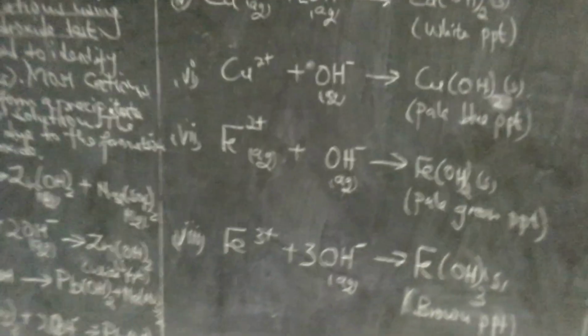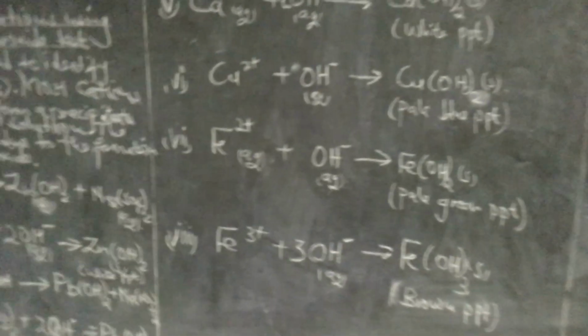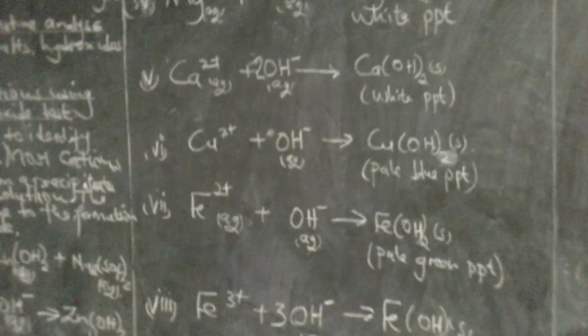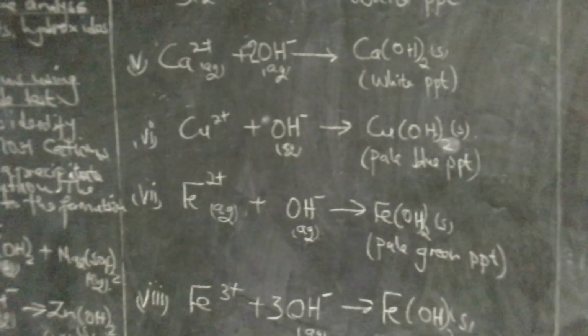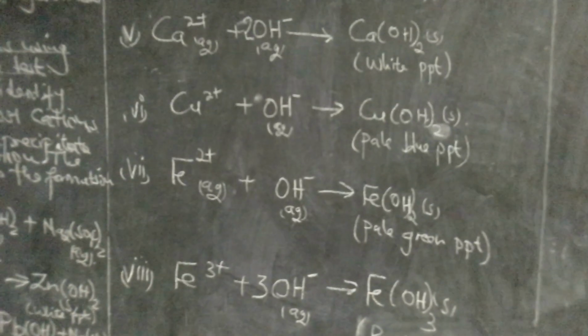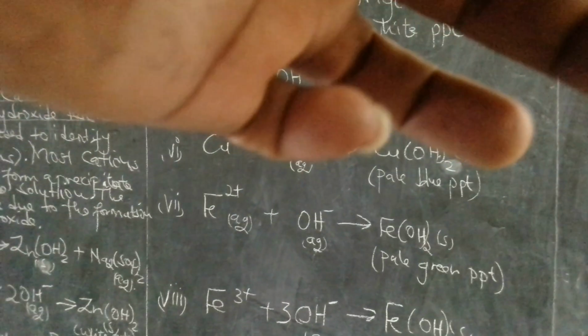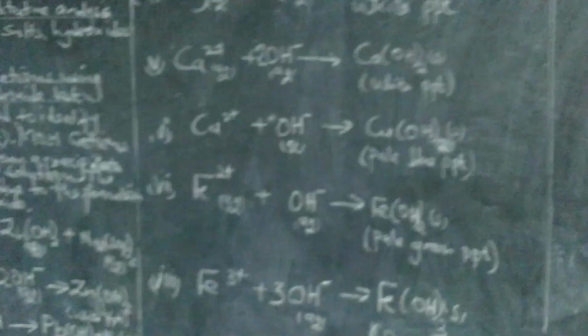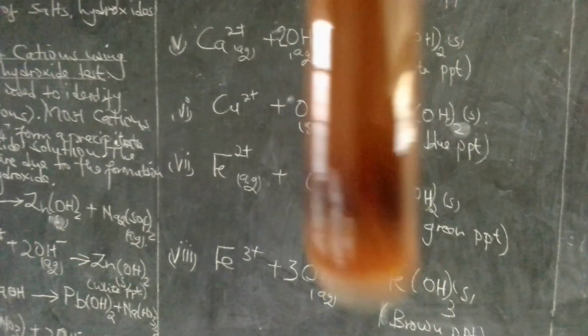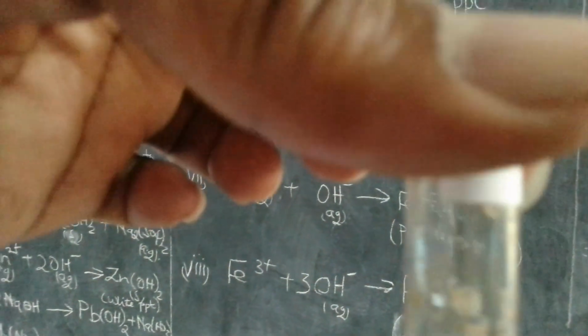Then we also have iron 3. When a few drops of sodium hydroxide were introduced into the test tube that was containing iron 3, we found the brown precipitate, as you can see here. This is the brown precipitate that we are talking about. This is the test tube that was containing iron 3. So this is the identification of what? Iron 3, the brown precipitate, as you can see.